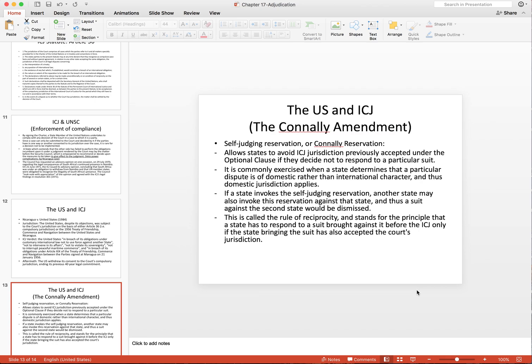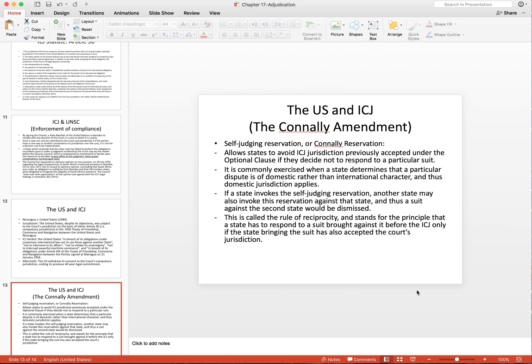And this happened through a clause that excludes disputes with regard to matters which are essentially within the domestic jurisdiction of the United States as determined by the U.S. So this was the crux of the Connolly Reservation that allowed states to avoid ICJ compulsory jurisdiction previously accepted under the optional clause if they decide not to respond to a particular suit.